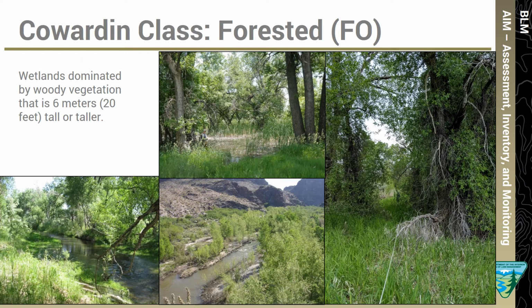The forested class is for wetlands dominated by woody vegetation that is 6 meters or 20 feet tall or taller. This class is possible for riparian and wetland AIM monitoring plots, especially those on large floodplains, but is not as common as emergent or the scrub-shrub classes.